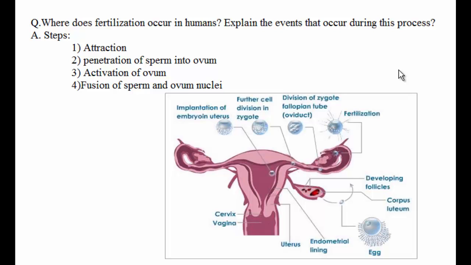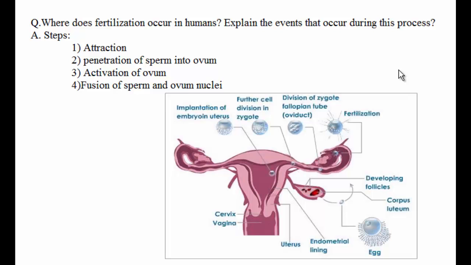Where does fertilization occur in humans? Explain the events that occur during this process. It is the process of fusion of a haploid sperm and a haploid ovum to form a diploid zygote. Basically, the process of fertilization is completed in the fallopian tube of the female reproductive system.